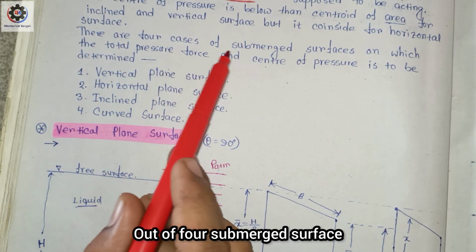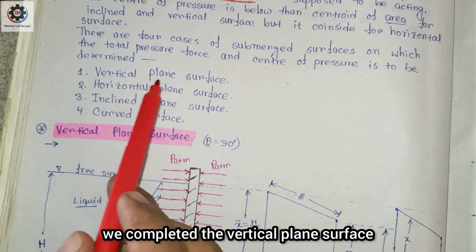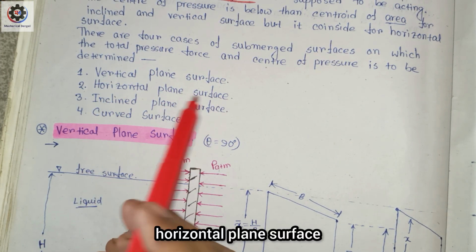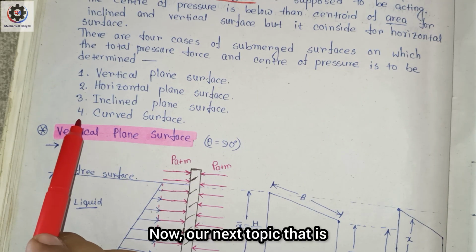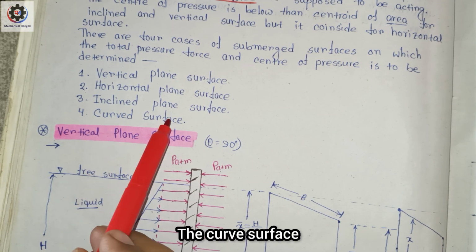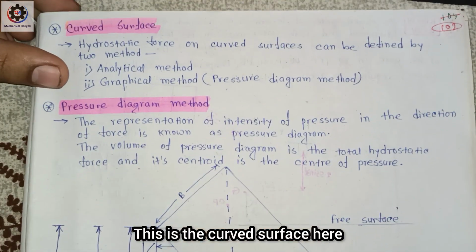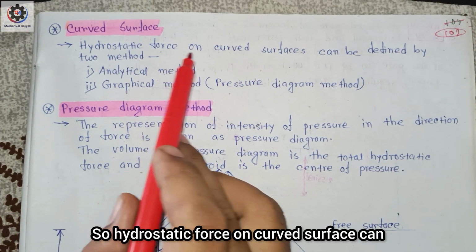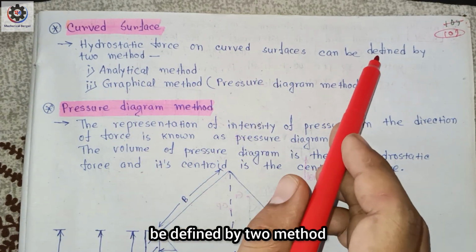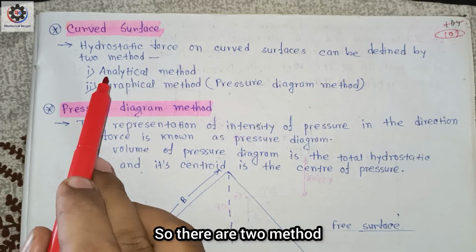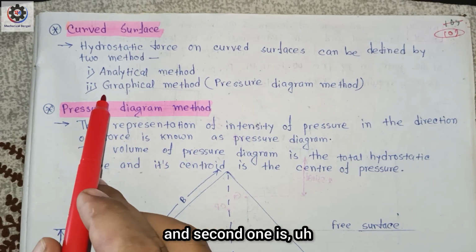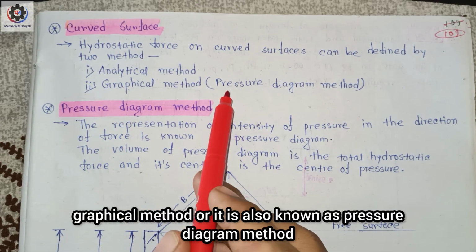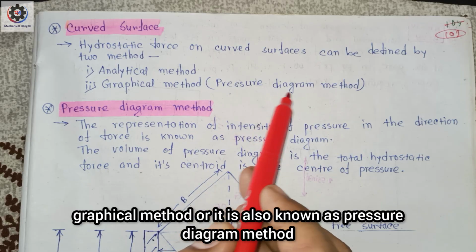Out of four submerged surfaces, we completed the vertical plane surface, horizontal plane surface, and inclined plane surface. Now our next topic is the curved surface. Hydrostatic force on a curved surface can be defined by two methods. One is the analytical method and the second one is the graphical method, also known as the pressure diagram method.